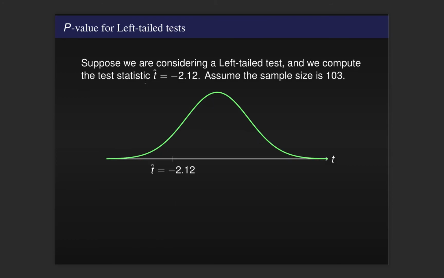Next, we consider left-tailed tests. Suppose we have a left-tailed test and we compute a test statistic of negative 2.12. Assume the sample size is 103. How would we compute the p-value?